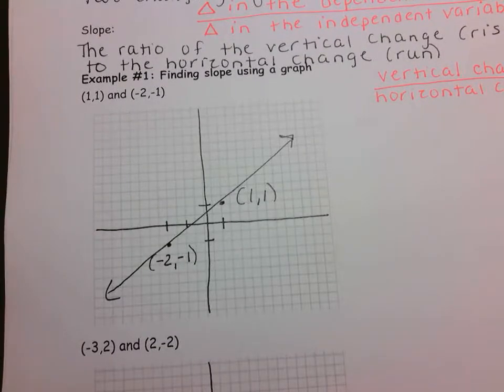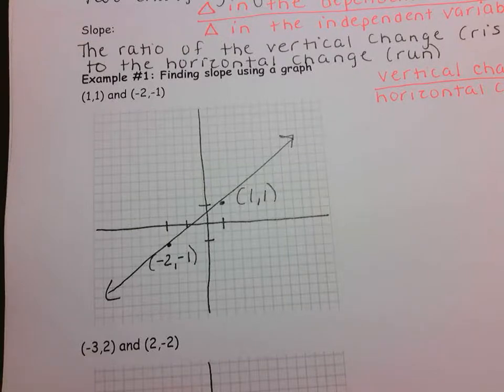So let's go to example number 1, finding slope using a graph. The first thing I want you to do is pause the video and go ahead and graph the points (1, 1) and (-2, -1). Then connect those 2 points with a line and do the same thing for the next example, (-3, 2) and (2, -2).